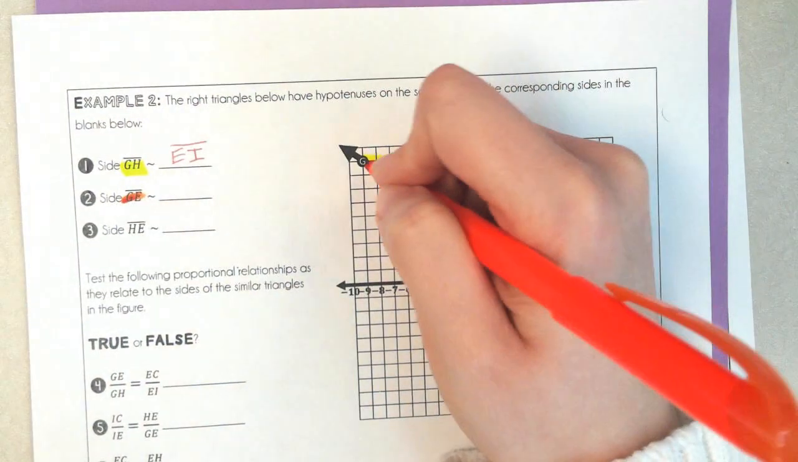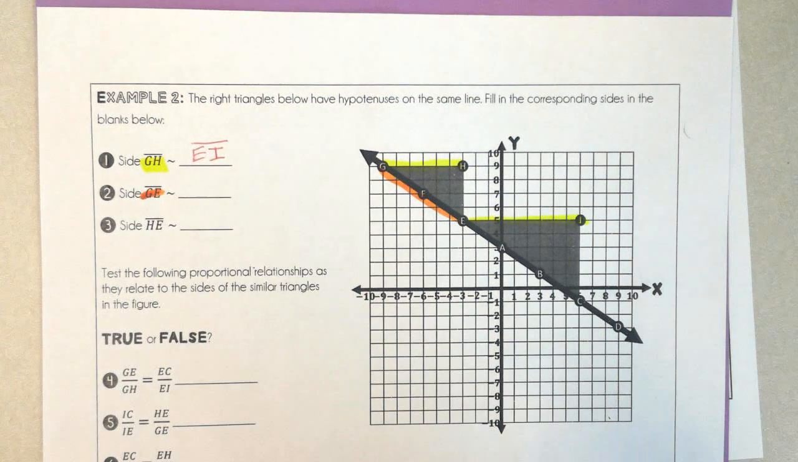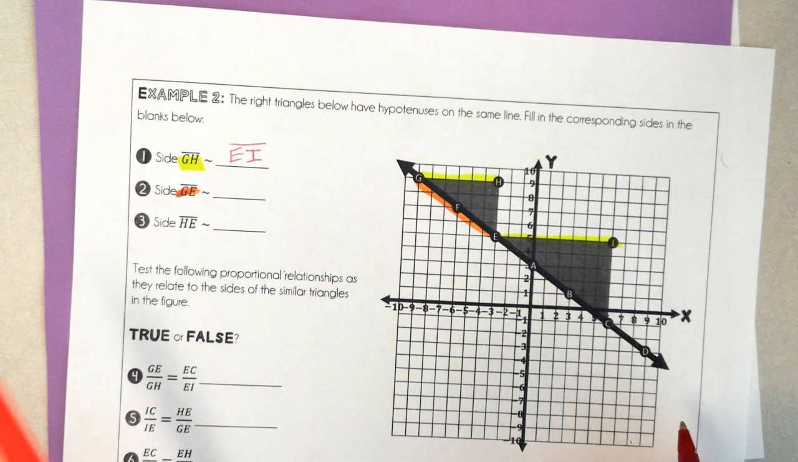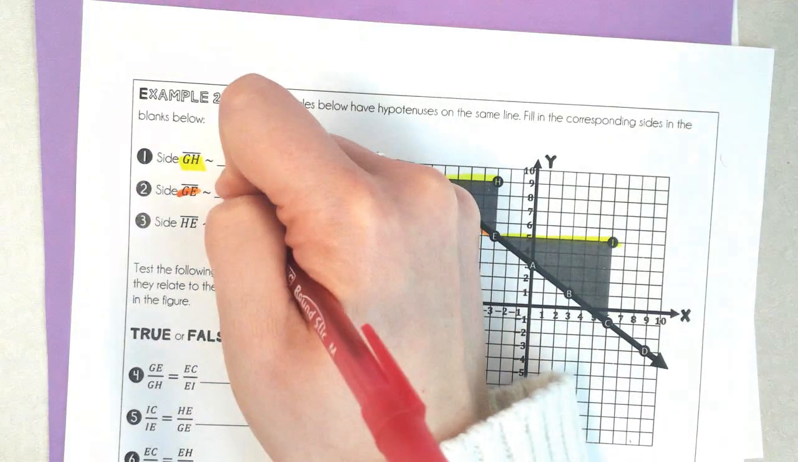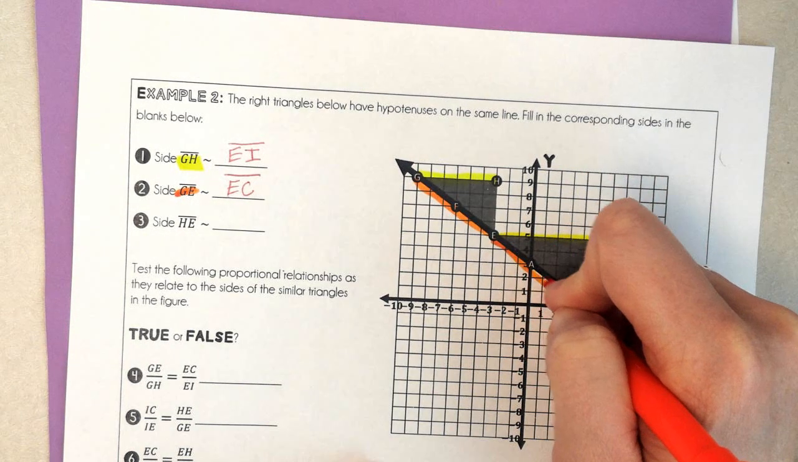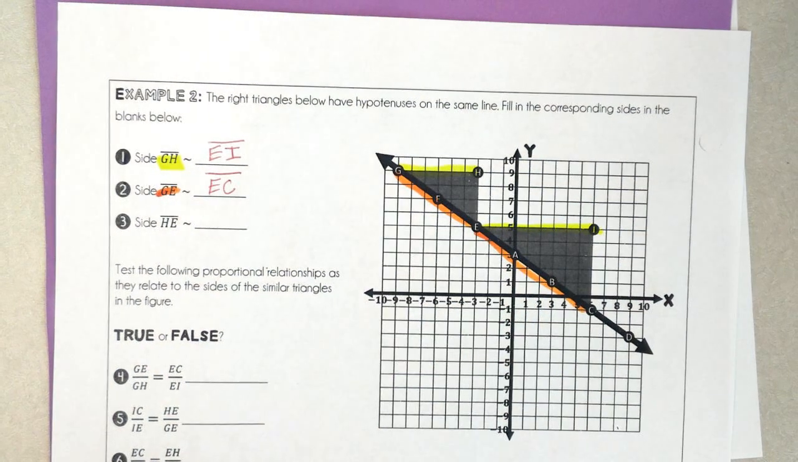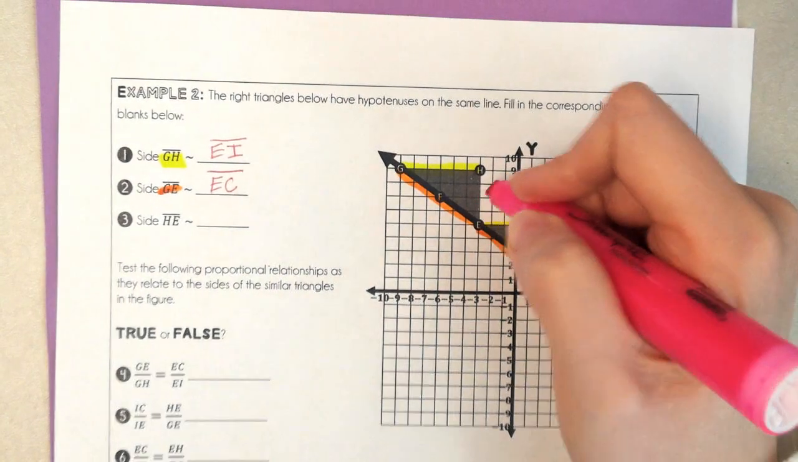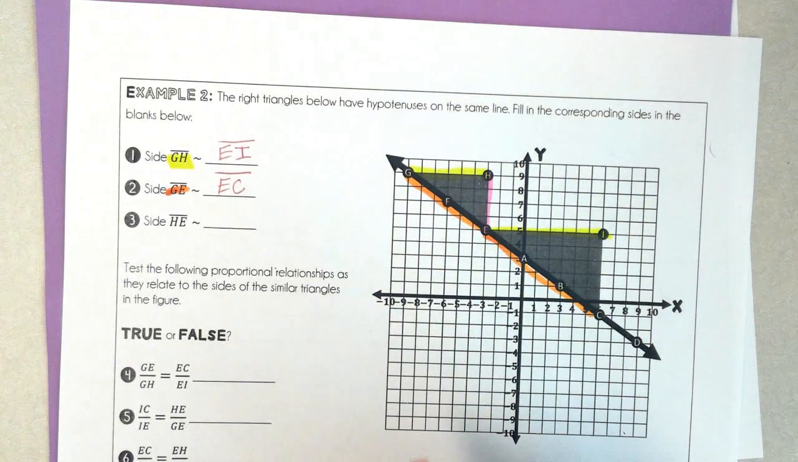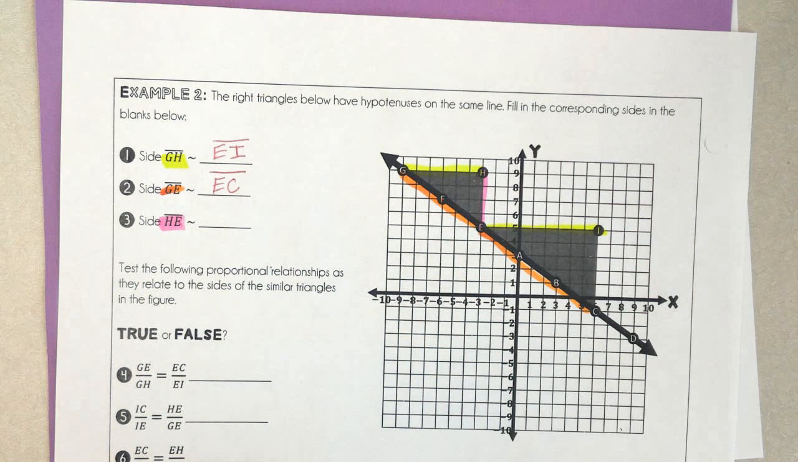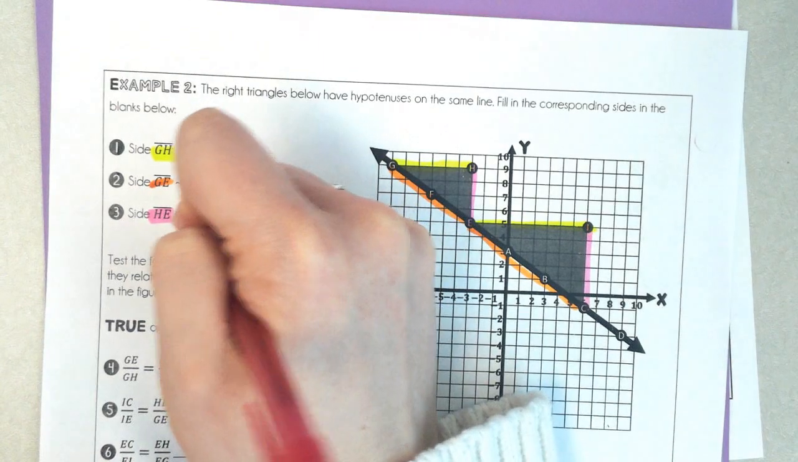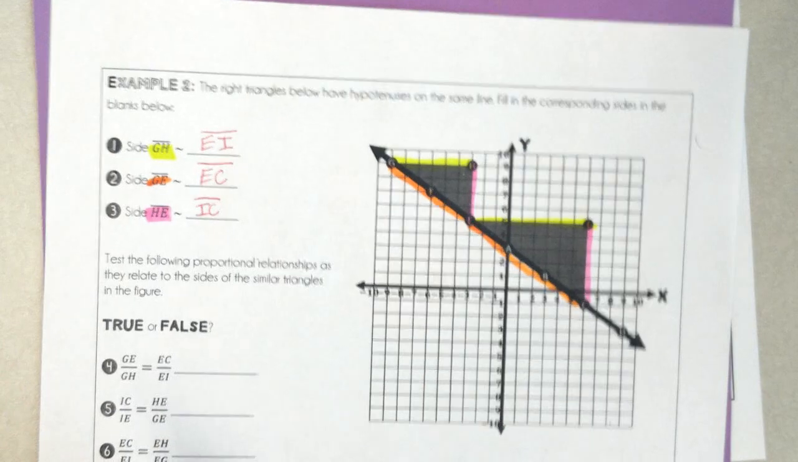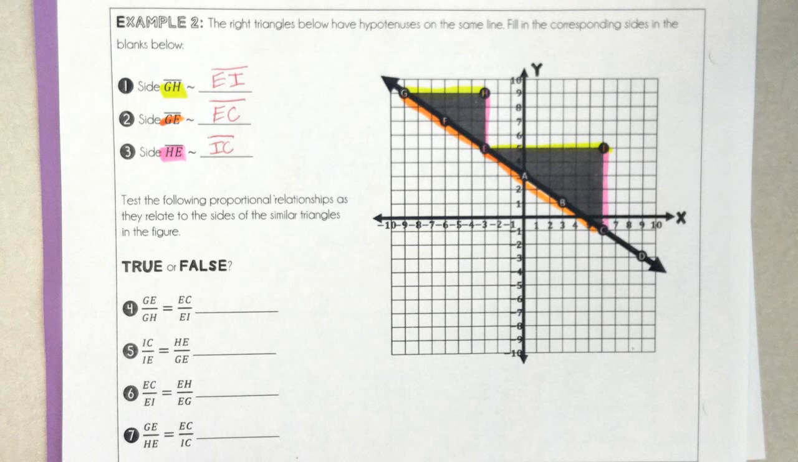GE. That's this right here, GE, corresponds with what side of the other right triangle? Emma, do you know? EC, very good. Capital letters, the line above the top for the correct notation. EC, fantastic. So then the last one, HE, corresponds with, Bree? IC, very good. Okay, so we have all of our corresponding parts now.